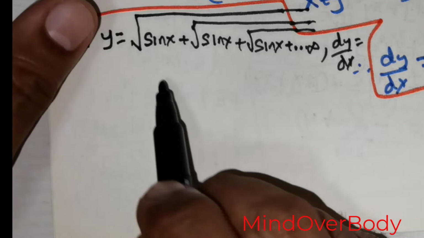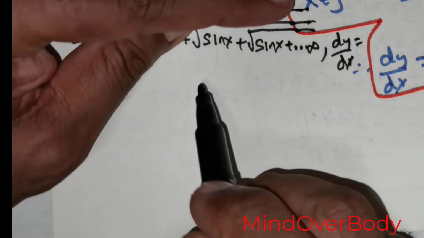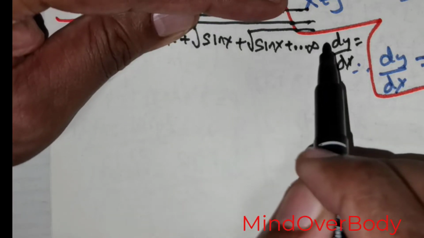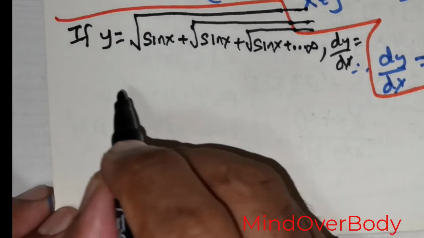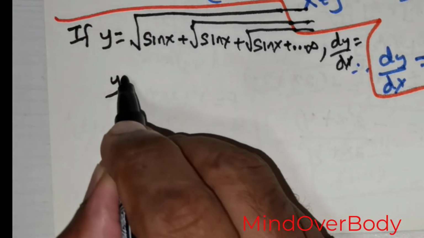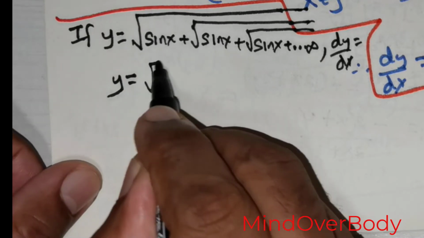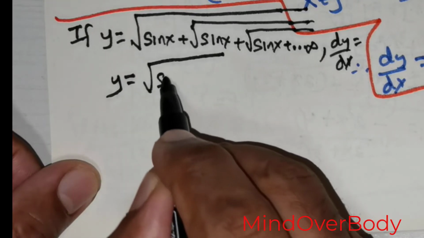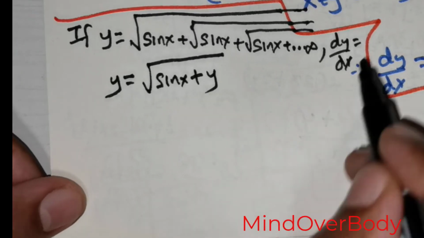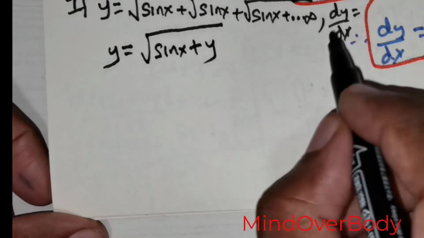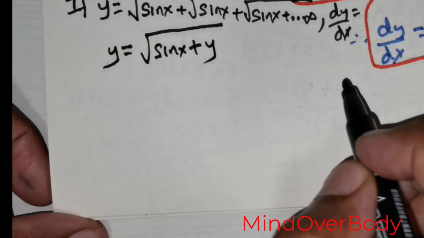Now clearly I can see that if I were to block this off, I can see y being present here. That's exactly what I'm going to do. So I'm going to rewrite this as y is equal to square root of, I'm going to retain this first quantity sin x, and then instead of this I'm going to have y. Now our objective is to find dy over dx.